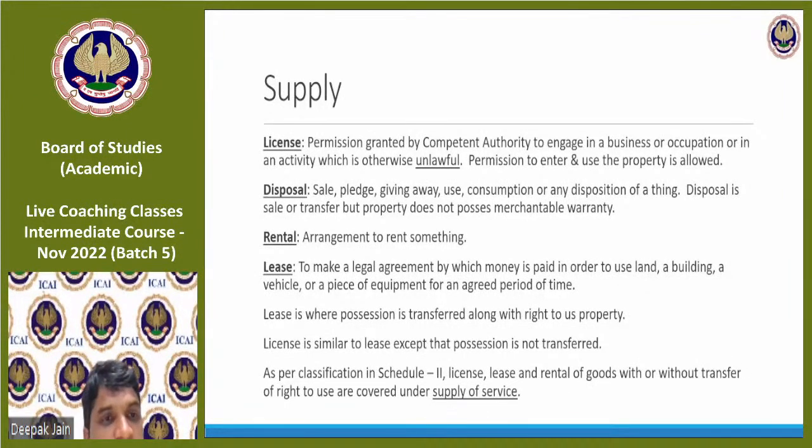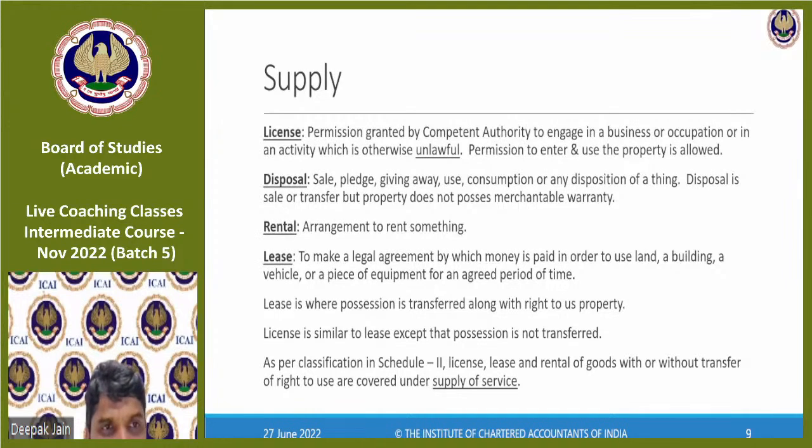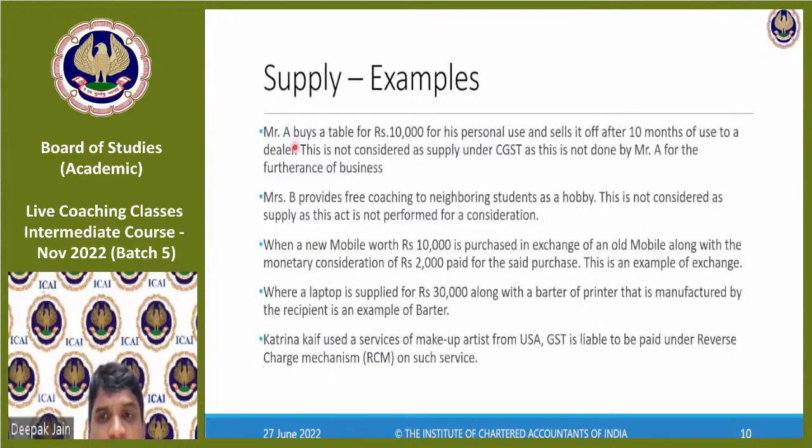Okay, now let's get into some examples. To understand this supply and things, Mr. A buys a table for 10,000 rupees for his personal use. He's bought it for his personal use, that he will use a table. Now he sells it off after 10 months of use to a dealer. Now is this considered a supply or no?